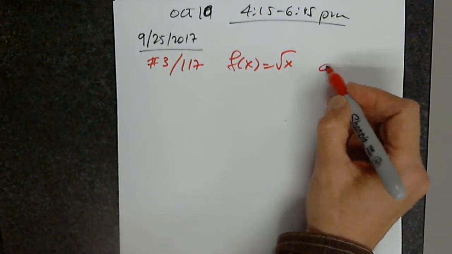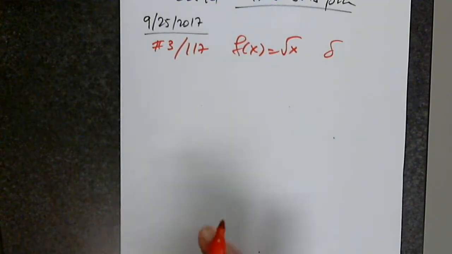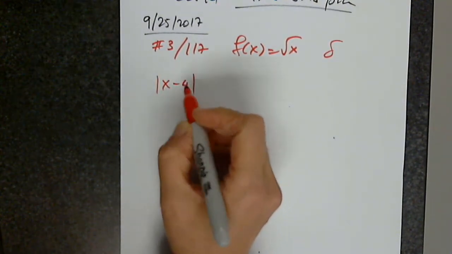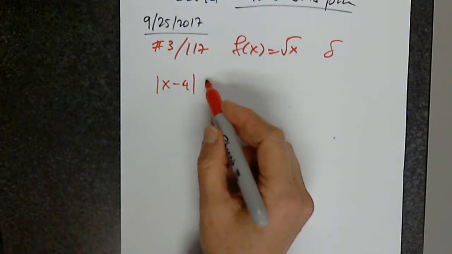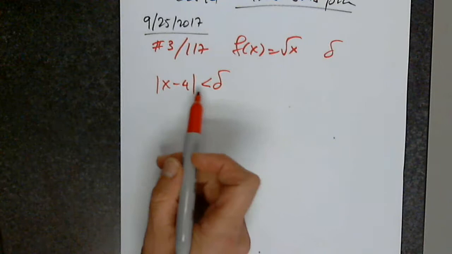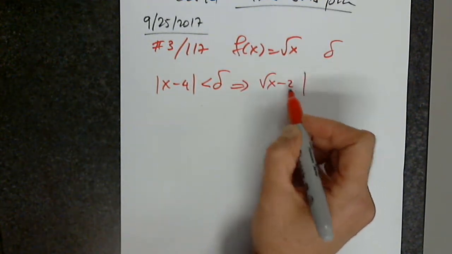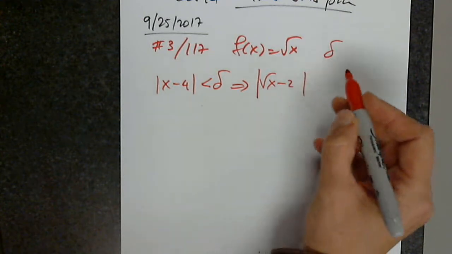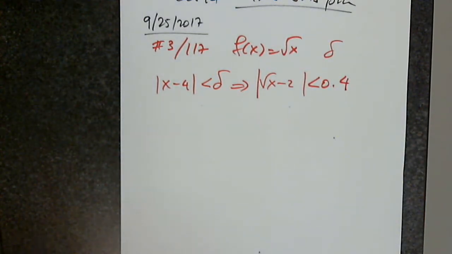Find the number delta. So we had something similar. If we need to do this, I will do it. So if we pick x close to 4, not more than delta away, then this will imply the square root of x minus 2, which is the function minus the limit, is less than 0.4. So it says use the graph to find the number delta.